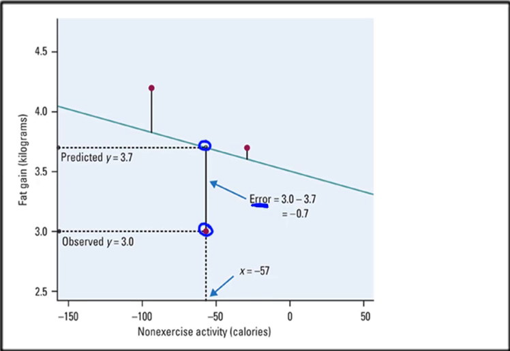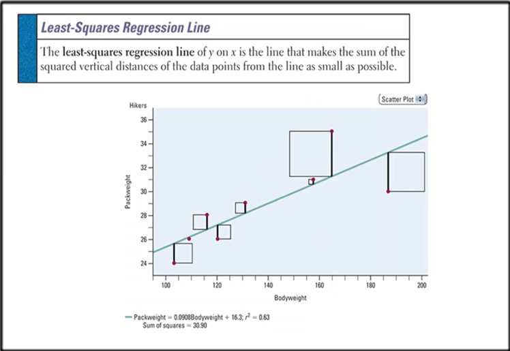So this would be, we would call the error because I predicted this, I got this, and this was the difference. Again, that's going to lead to our discussion of residuals in a little bit. So what is this regression line? Well, it's actually more technically called a least squares regression line.